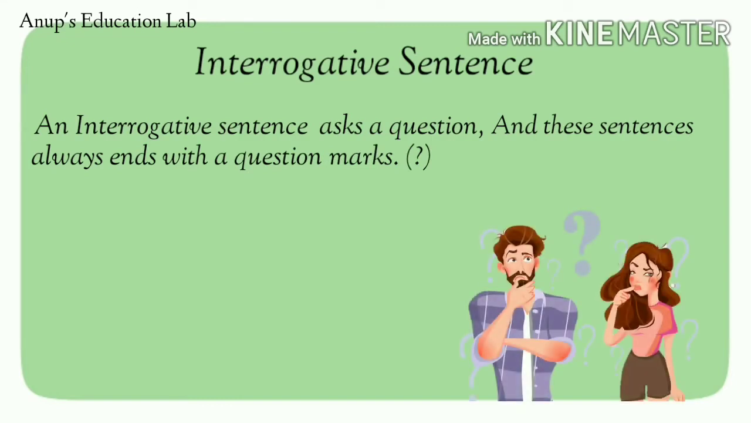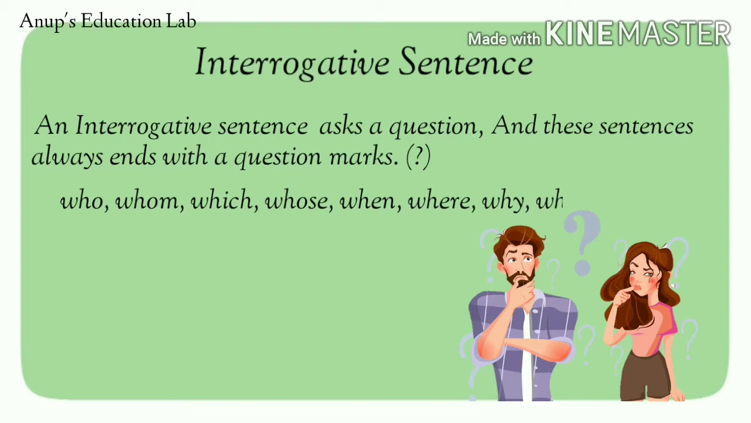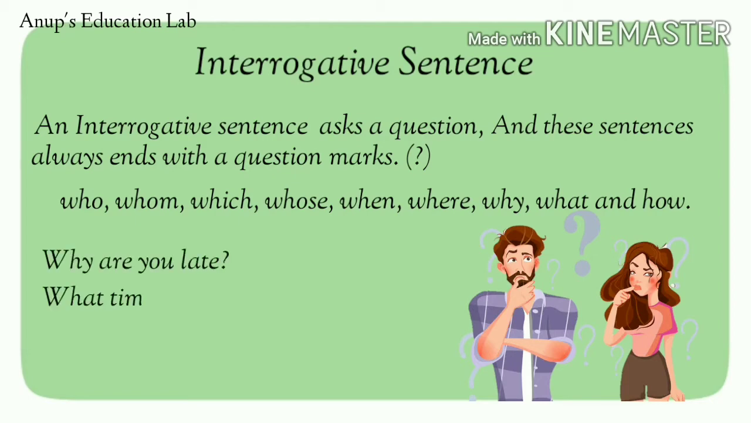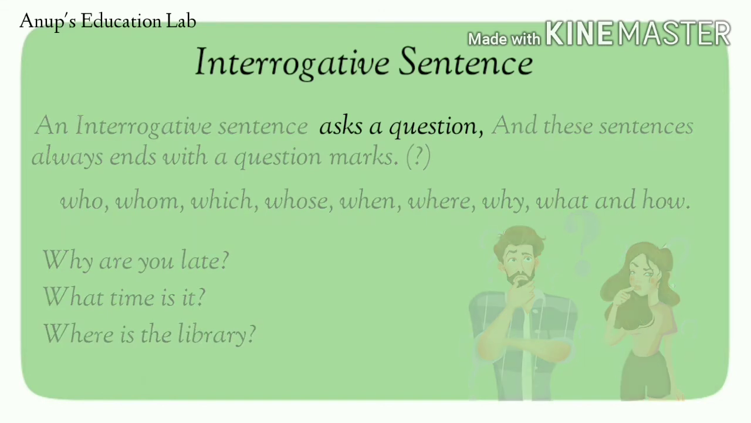In English, interrogative questions often begin with interrogative words such as who, whom, which, whose, when, where, why, what, and how. Examples: Why are you late? What time is it? Where is the library?